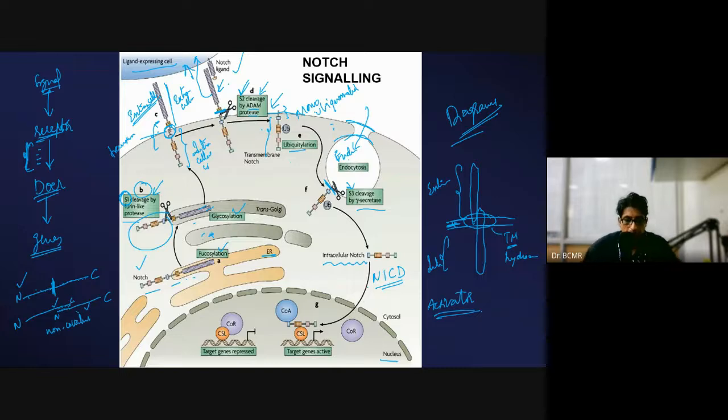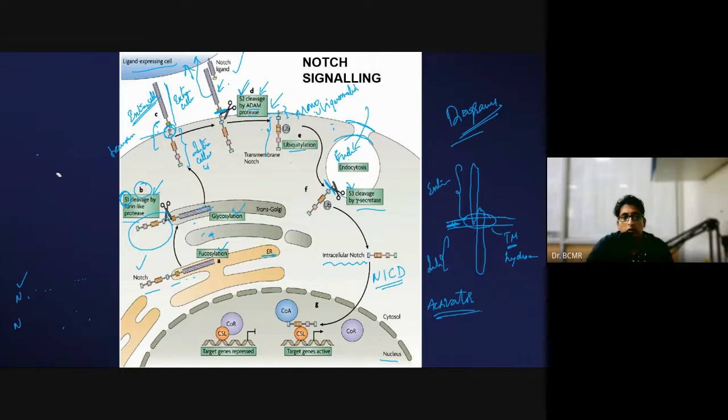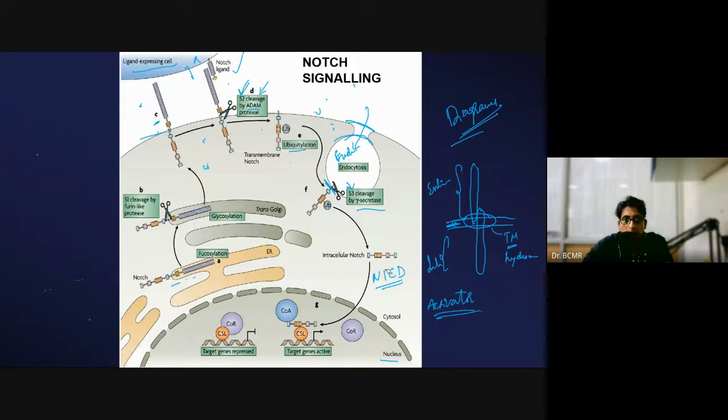Let's have a quick review of what we have seen, and I also want you to discuss what is the signal, what is the receptor, what is the doer, and what genes are expressed. There is some degree of memory that we have to mug up a little bit, and that is all right, I think.